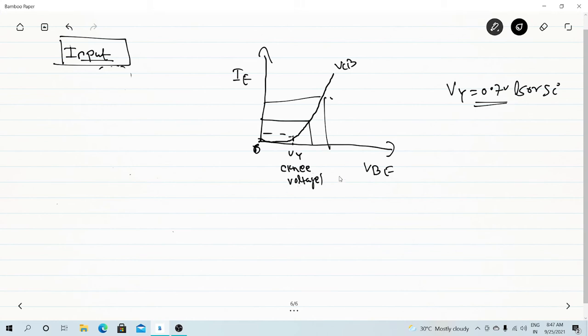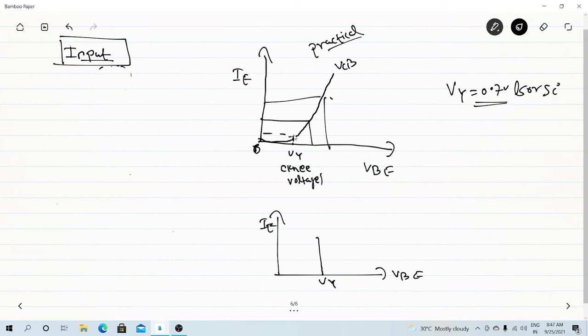This is the practical one, and we can draw the approximate one that I am not showing here. In the approximate one, let's say this is IE and this is VBE. At V gamma, you can see the rise. Less than V gamma, the diode will be off, or not forward biased, so the current will be zero, it cannot conduct.